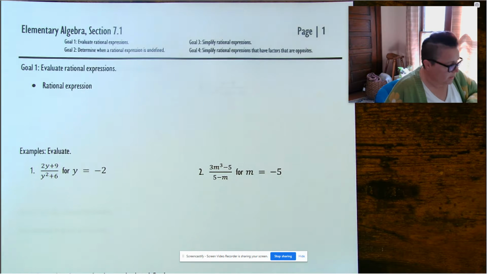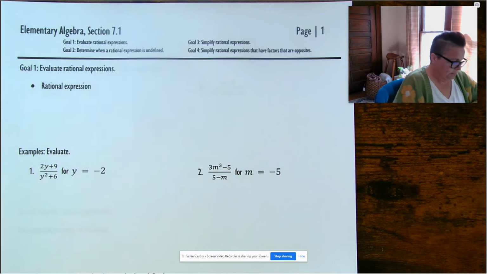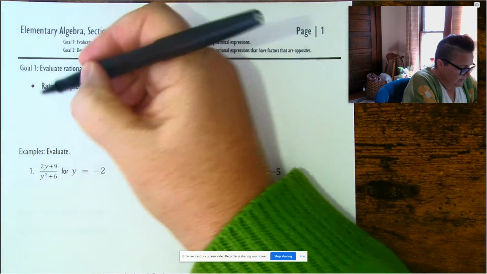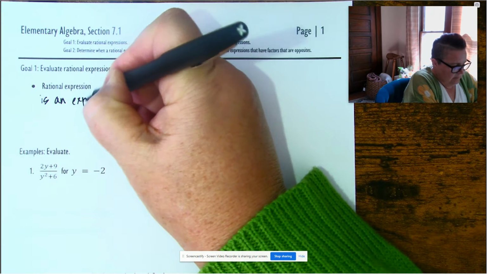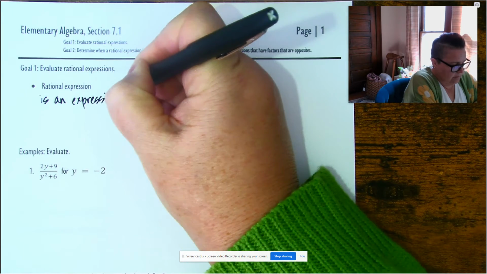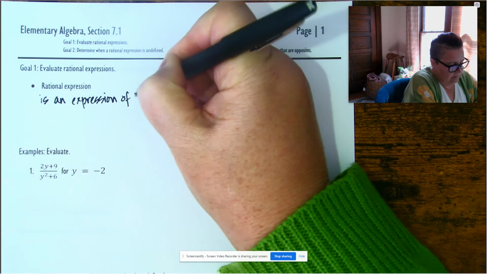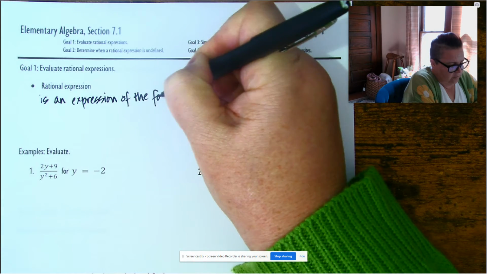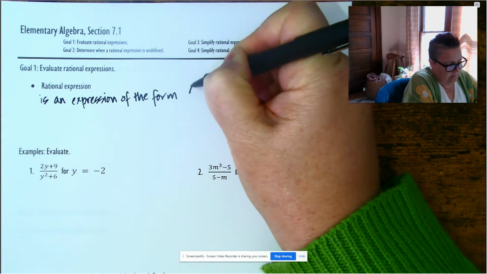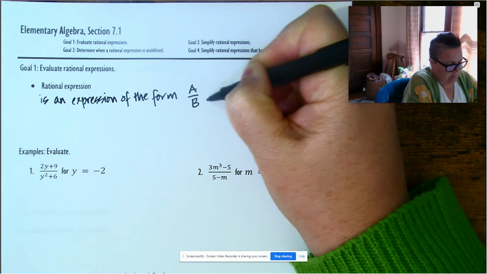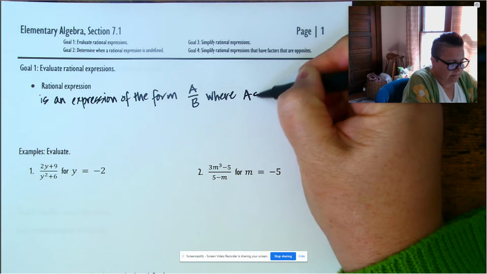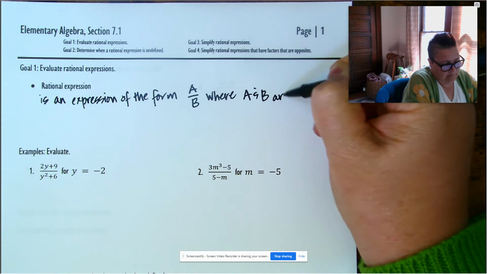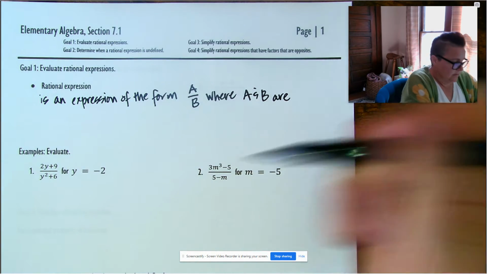All right, so what is a rational expression? A rational expression is an expression of the form A over B, where both A and B are polynomials.